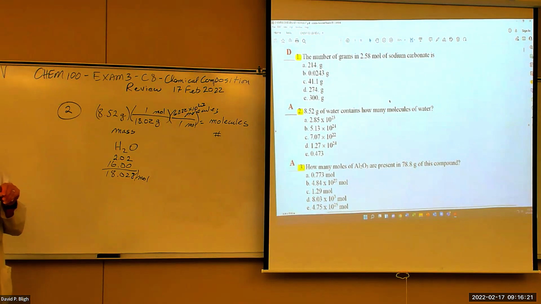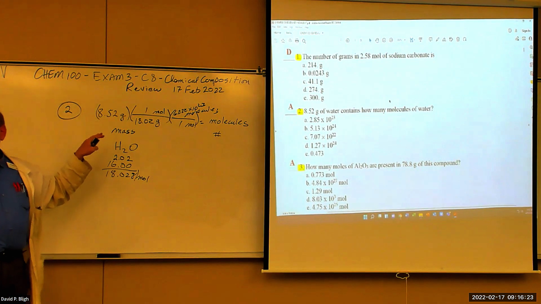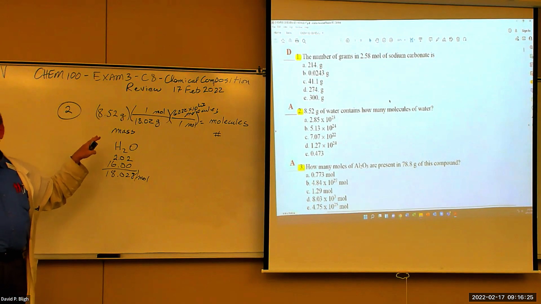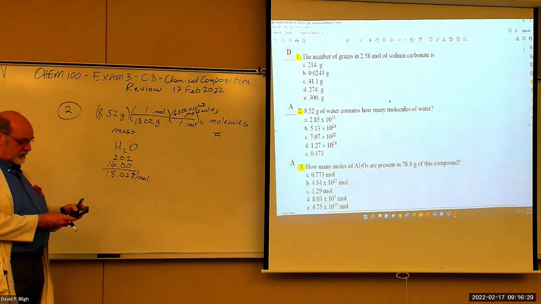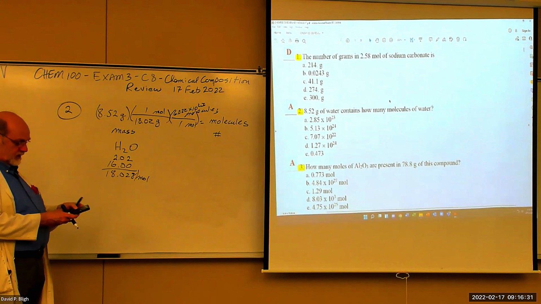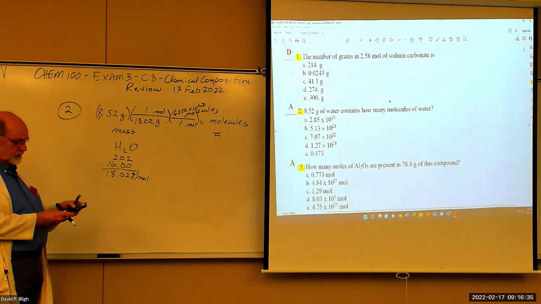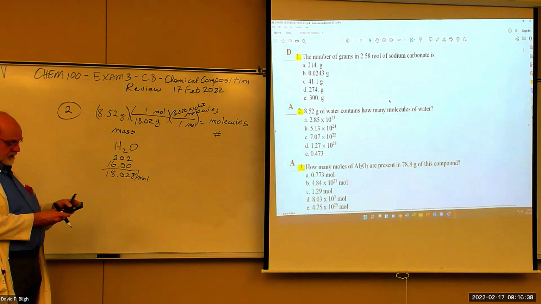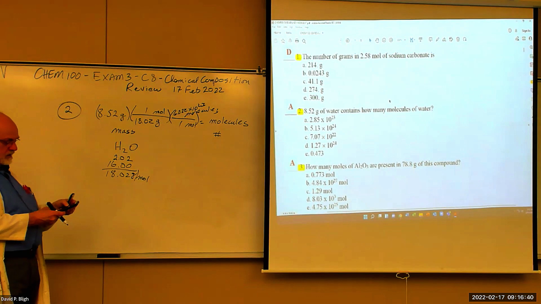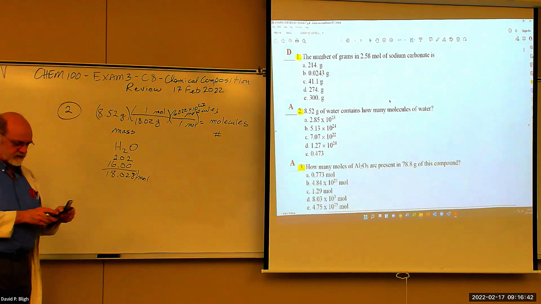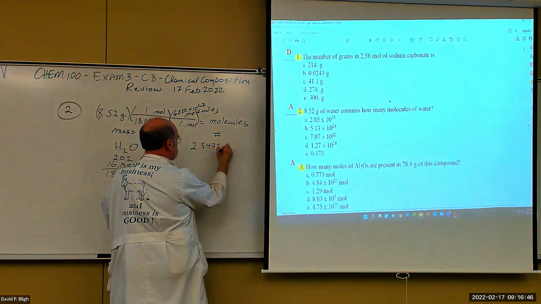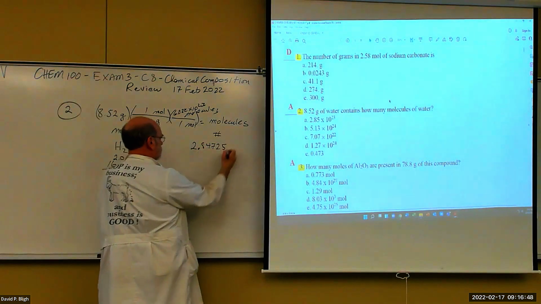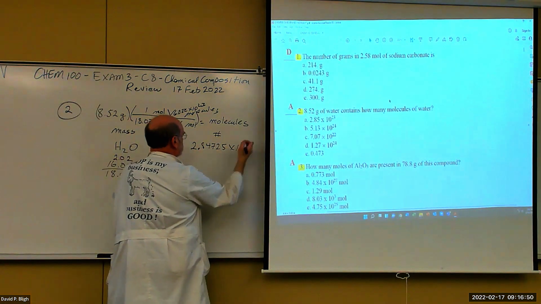Okay? That's what I call the thinking part of the problem. The rest is number crunching. So we just take 8.52, divide by 18.02, multiply by 6.022 times 10 to the 23rd, and I get 2.84725 times 10 to the 23rd.